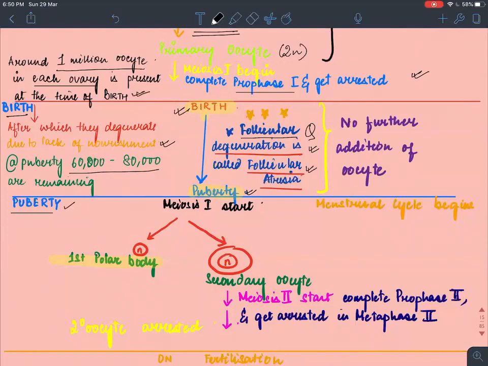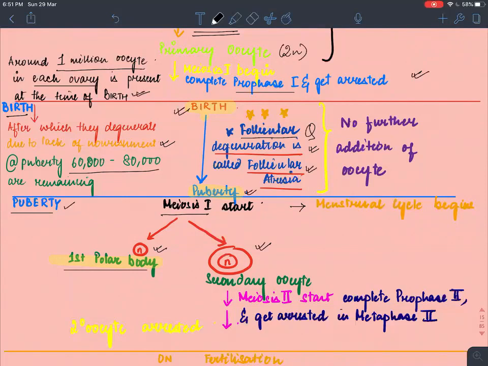Now, once puberty comes, that is somewhere around the age of 12 to 14, every month one follicle starts maturation by entering into the process of meiosis. So, meiosis 1 starts from puberty, which is determined by the starting of the menstrual cycle. By meiosis 1, there will be formation of two daughter cells. One will be really small and it will degenerate, and this is what is called the first polar body, whereas the other one will be big and is called the secondary oocyte.